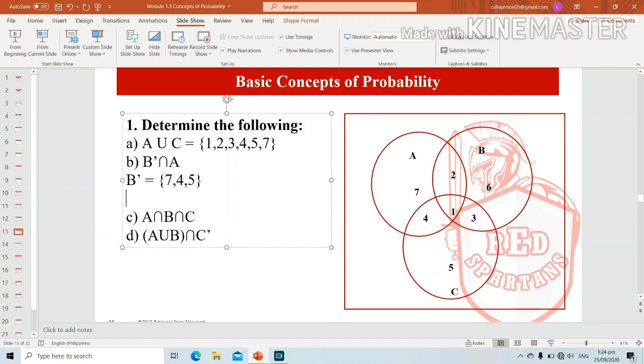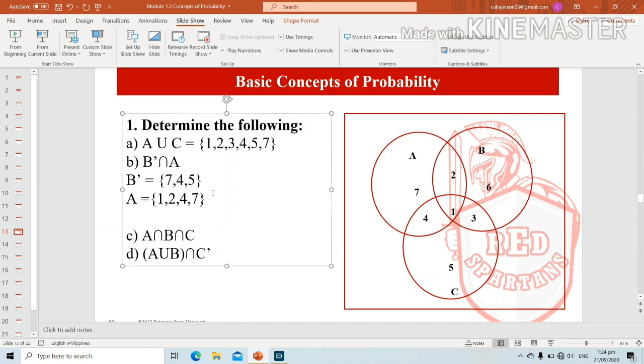Then kunin natin si A. Ang event A natin ay ito: 1, 2, 4, and 7. So, ang sabi dito ay intersection between B complement and A. So, alin ba yung nagkapareha sa B complement at si A? So, ibig sabihin, ang answer natin ay yung 4. Pareha silang may 4, yun yung ating answer.